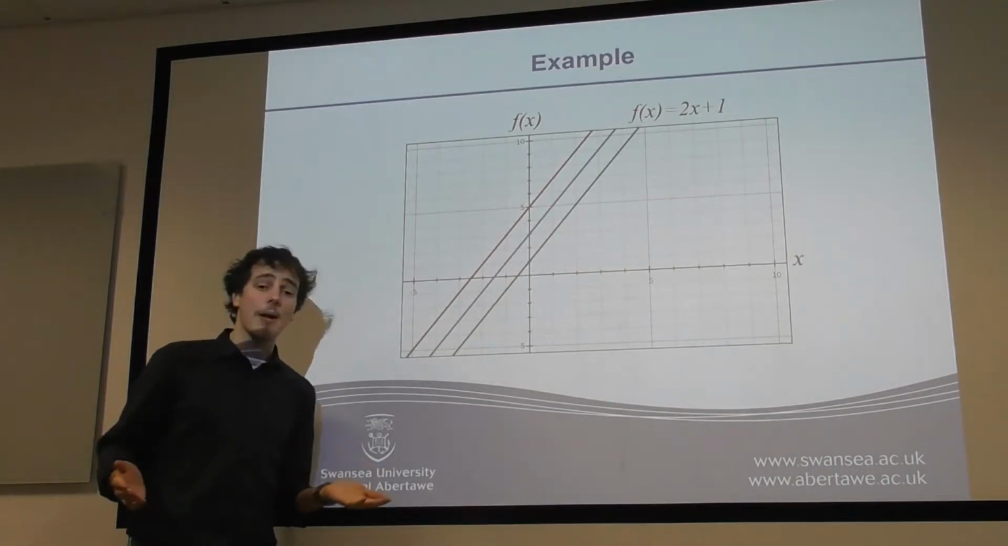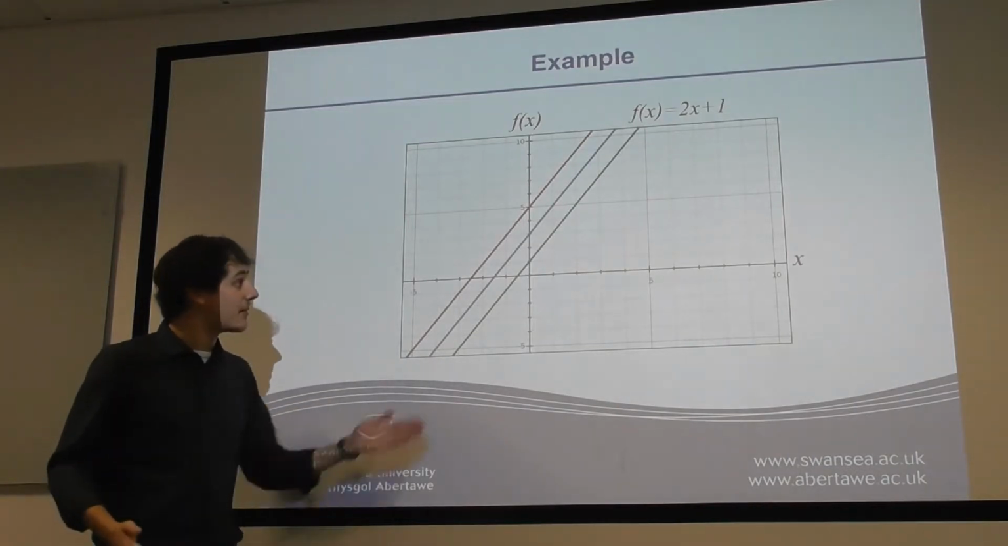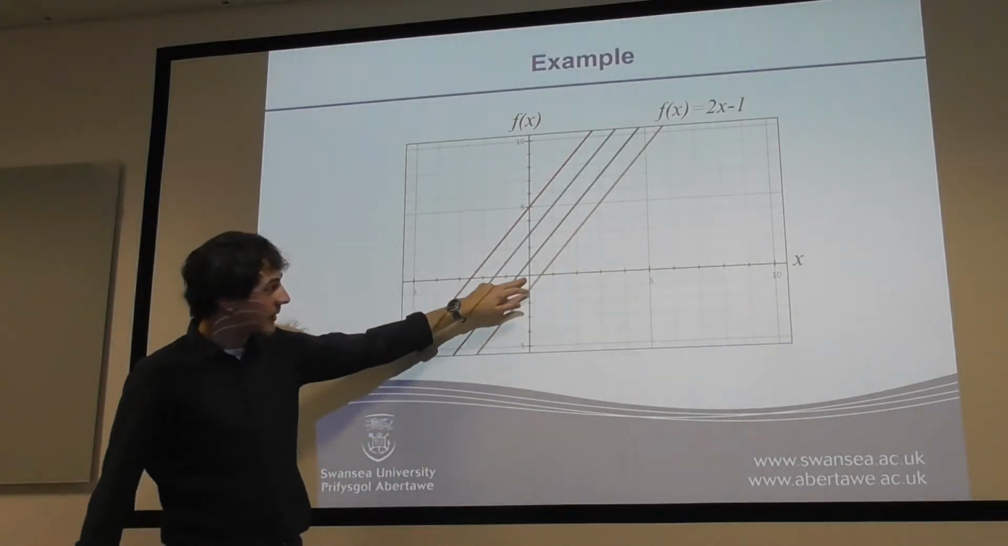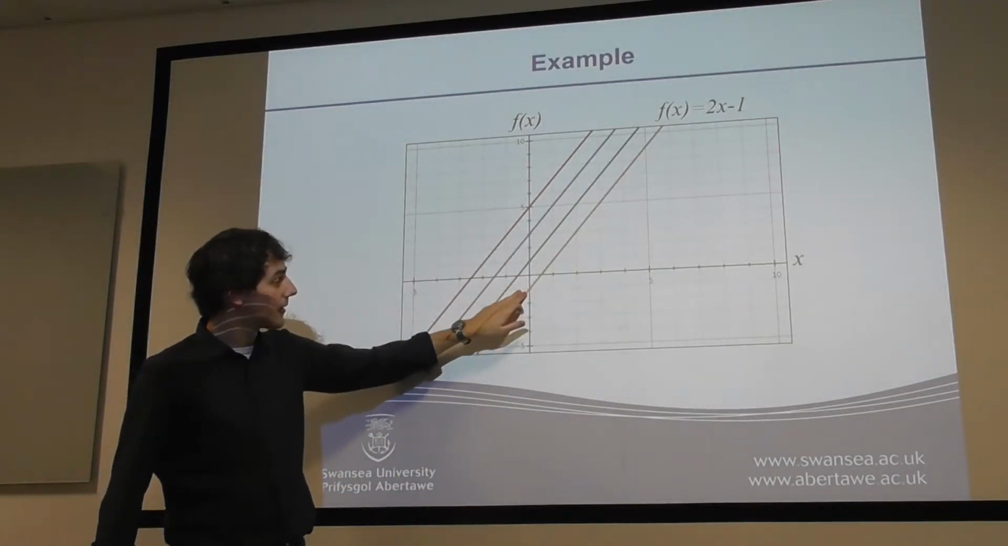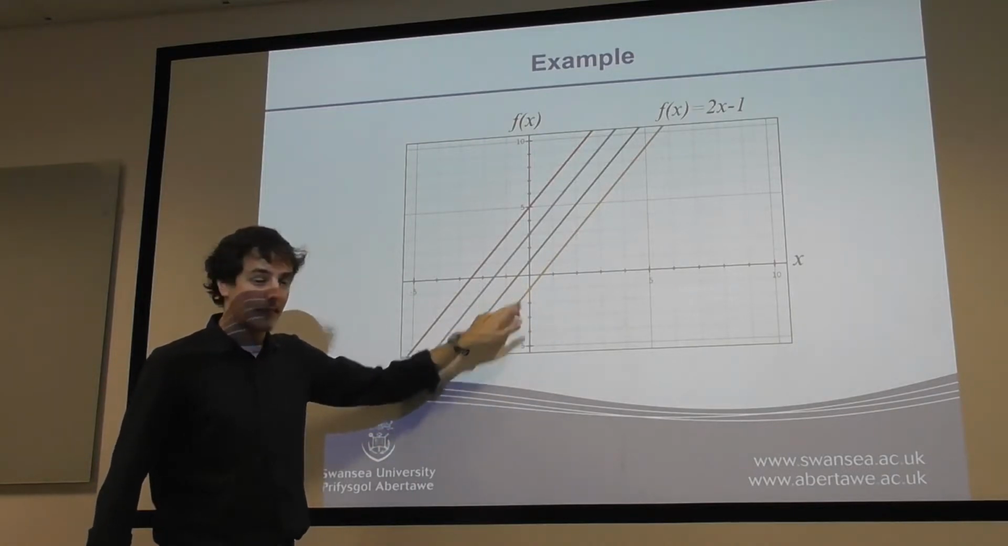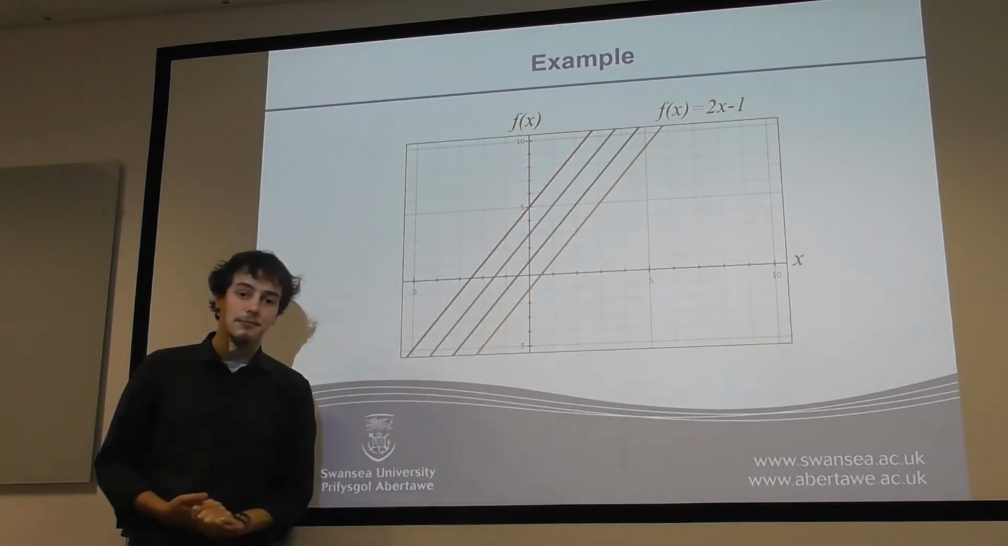Okay, again, what about minus? It's simply another shift. It's just going to be below 0 now. So you get the y-axis intercept at -1. And again, the slope remains the same.